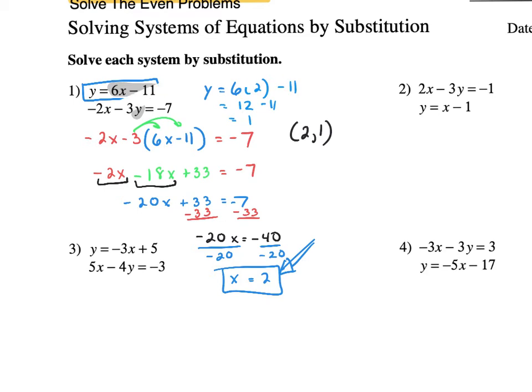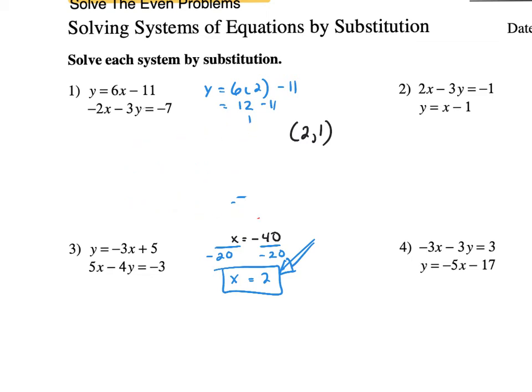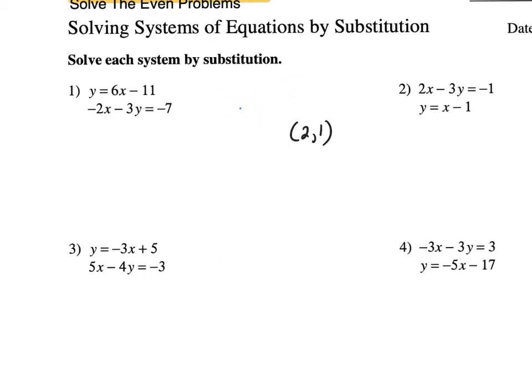Now I'm going to do a bunch of erasing here. You can pause the video if you need to see all that work. But let's check those 2 points. So I'm going to take the first equation, y equals 6x minus 11, and I'm just going to throw in the 2 for the x and see what I get. Y equals 6 times 2 minus 11, 12 minus 11, y is 1. So certainly when x is 2, y equals 1 in the first equation.